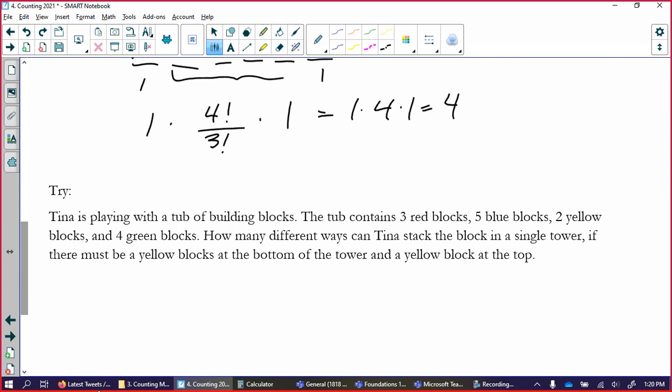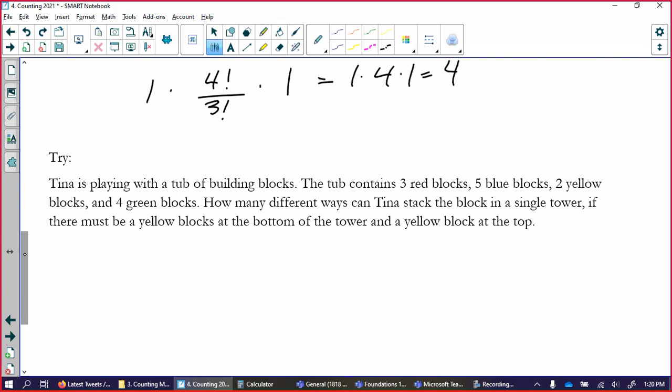So this is an example that came out of my children's putting a block on top and a block and a block and a block. Three red, 5 blue, 2 yellow, and 4 green. We're putting them in a single tower, trying to stack them up to the ceiling. How many ways are there to do those?